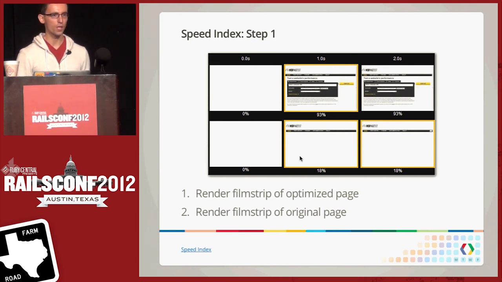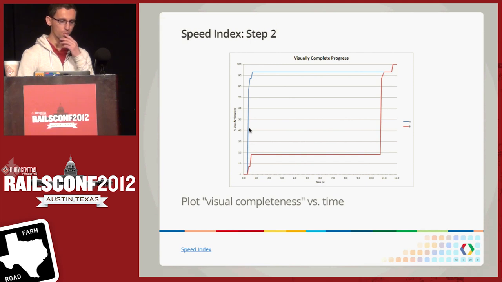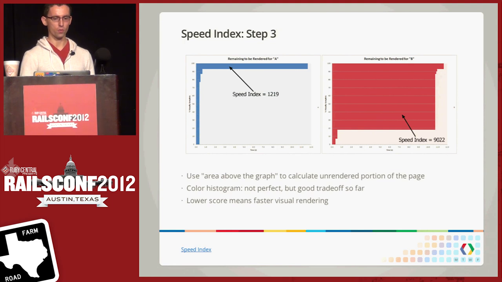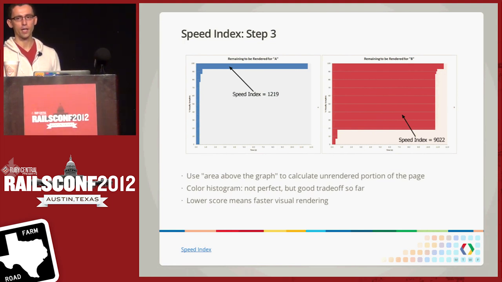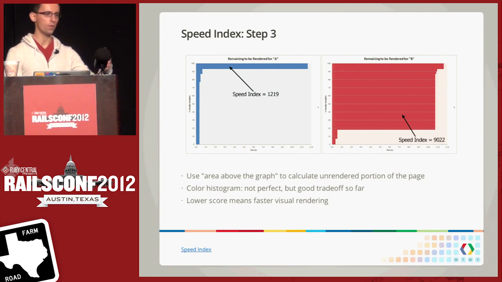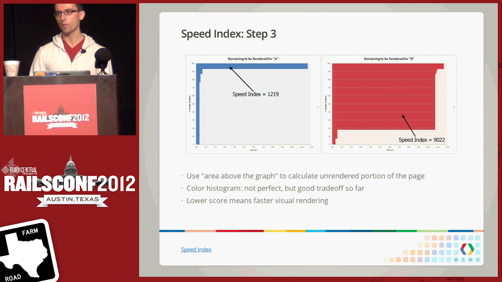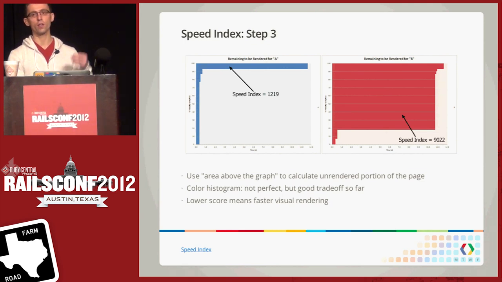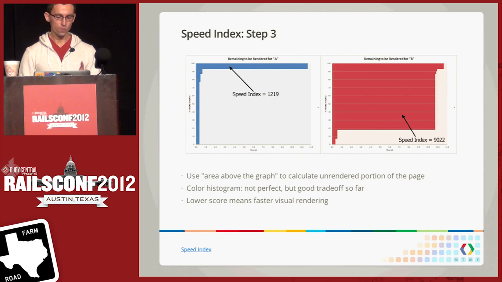So now we have these 2 film strips, and we can eyeball this and plot it. At 1 second in, roughly 90% of the top one is there visually, whereas 15 or 20% is there for the bottom one. So we can produce a graph that says at 1 second in, we're 90% done, and for the second page, we're about 18% done. We plot this over time. Then we do a trick to calculate the score: we look at the area above the graph of one of these lines. The lower the score, the better, so you should aspire to a score of 0. Of course, you're not going to get it, but the lower, the better.